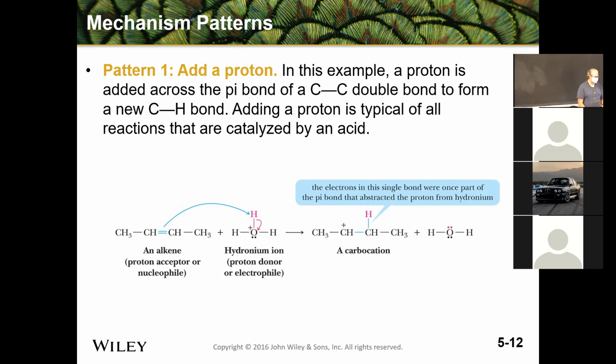Okay, here's another example. Besides a lone pair of electrons donating as a donor, an alkene or an alkyne can donate a pair of electrons. Okay, so those are the two main species that can donate electrons, a lone pair or a multiple bond.